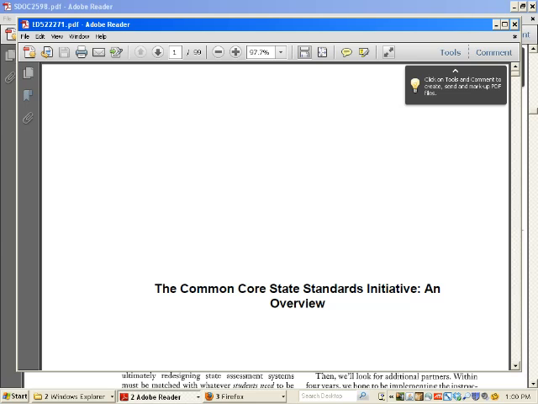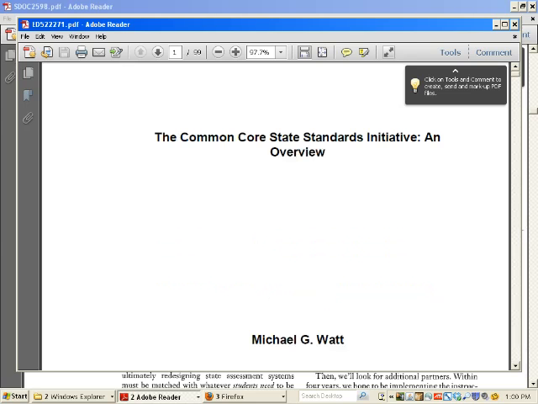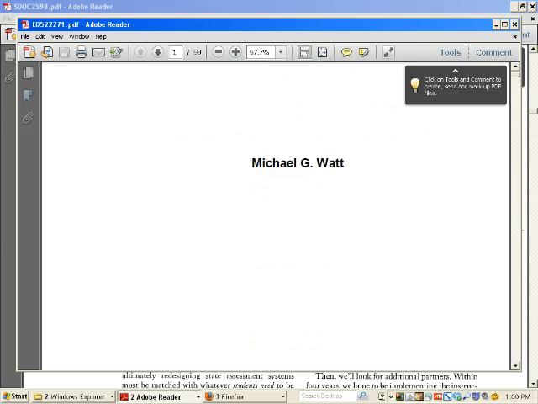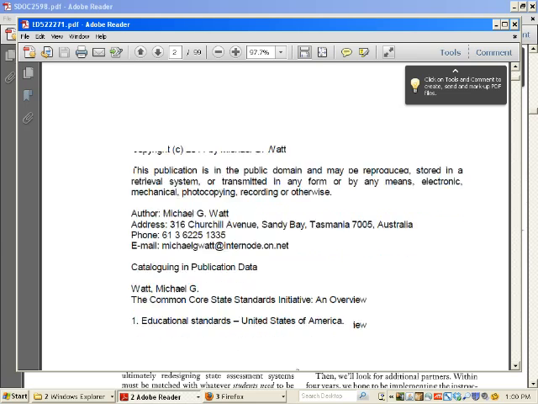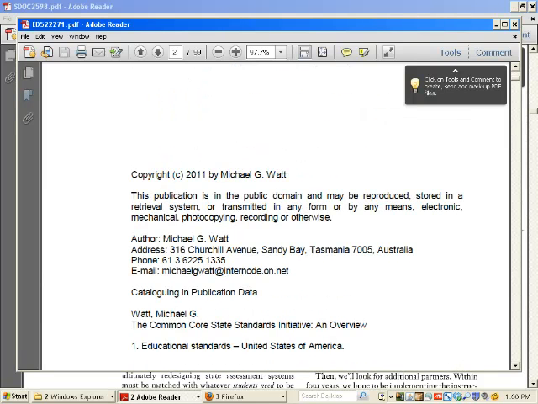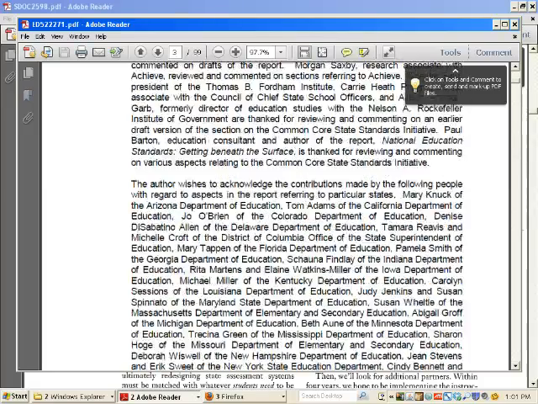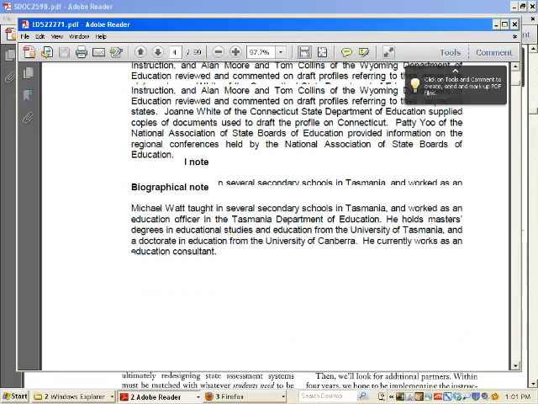This is a 99-page article, which is unbelievable, because what this Michael Watt does is he actually, this is copyright Michael Watt, and the Common Core Standards Initiative and Overview. He actually creates kind of a historical record of the Common Core standards in 2011, and just pretty much says this is what the Common Core standards is and this is where it came from. So it does a really amazing thing. We won't have time to read all 99 pages, and I don't really expect you to.